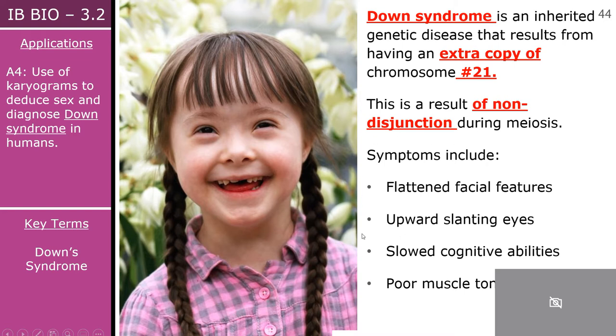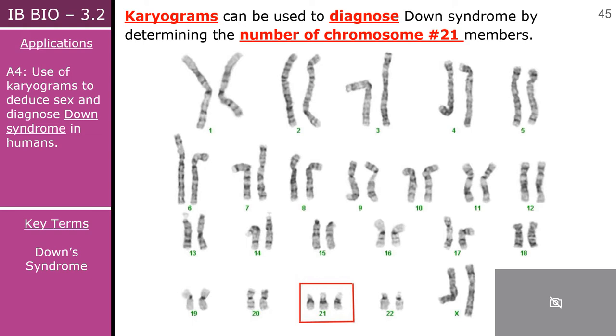People with Down syndrome have pretty distinctive features. They have these sort of flattened facial features, the upward slanting of eyes. Some of them have slowed cognitive abilities, and many of them have poor muscle tone. This is caused by having an extra copy of chromosome number 21, and that occurs because of non-disjunction. So again, the karyograms can be used to diagnose Down syndrome, and karyograms can be used to diagnose any chromosomal abnormalities. This is just one of them. What you would be looking for is that you have this extra chromosome 21.